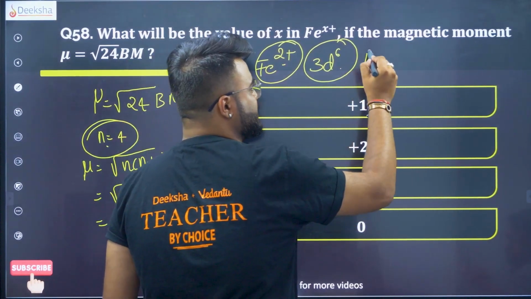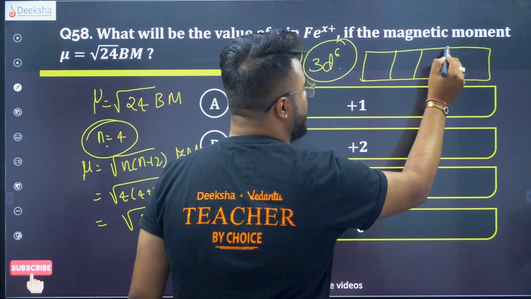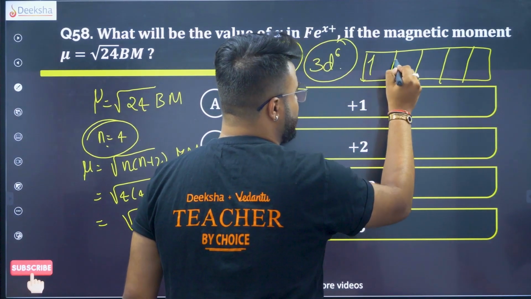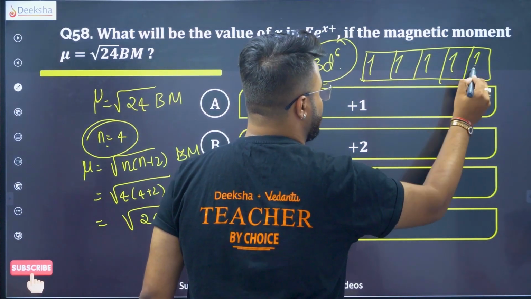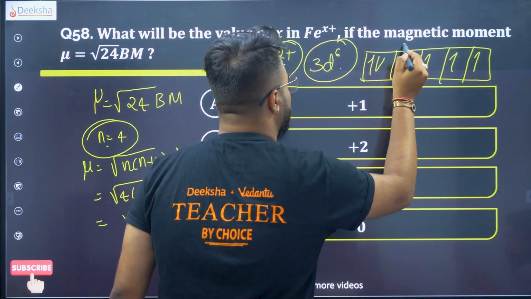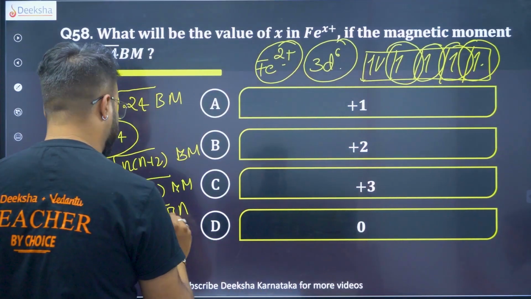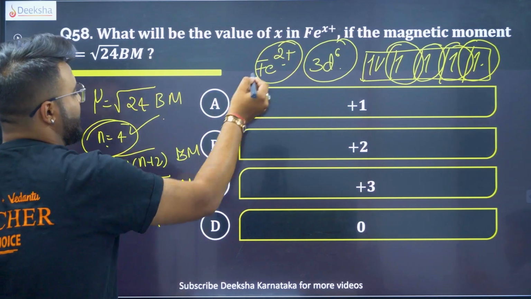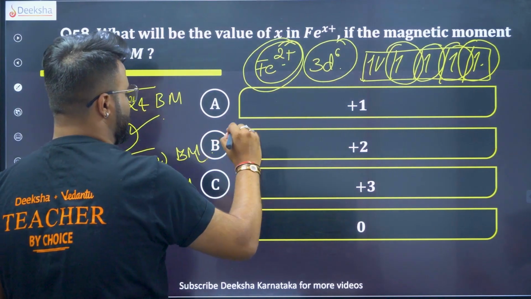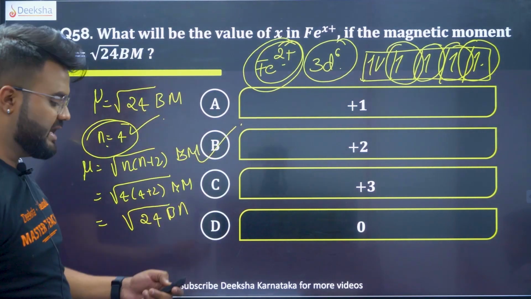If n equals 4, Fe2+ will be your correct answer because it has 3d6 configuration. If it has 3d6 configuration, it has 4 unpaired electrons. That is 1, 2, 3, 4, 5 and 6. It has 4 unpaired, 1, 2, 3, 4 unpaired electrons. Therefore, n equals 4. Therefore, it is Fe2+. Therefore, option B will be your correct answer.